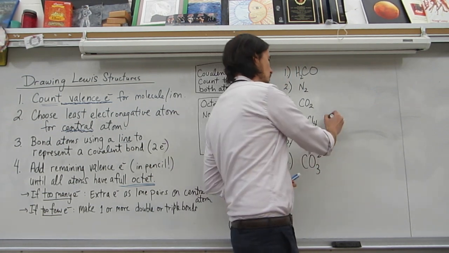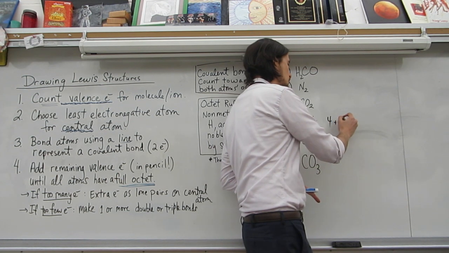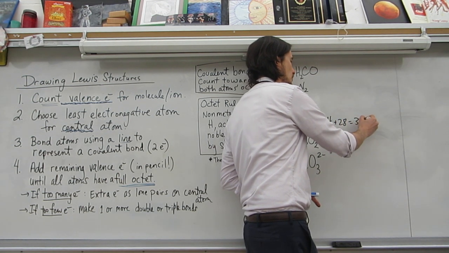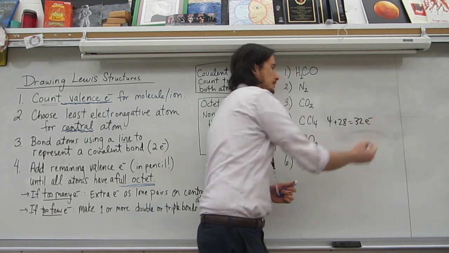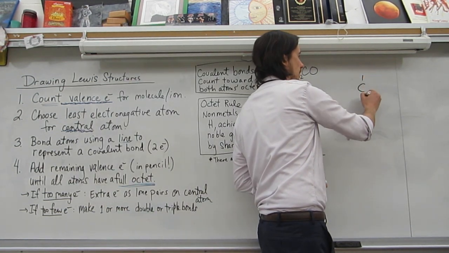CCl4. We've got 4 valence electrons for carbon. Chlorine has 7 times 4 is 28, equals 32 electrons. So we want to make this molecule, that's what we've got. So we draw carbon as the central atom.